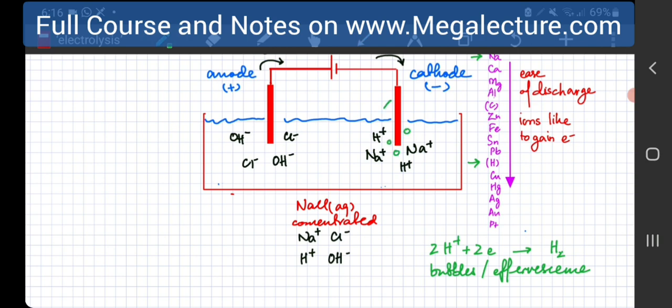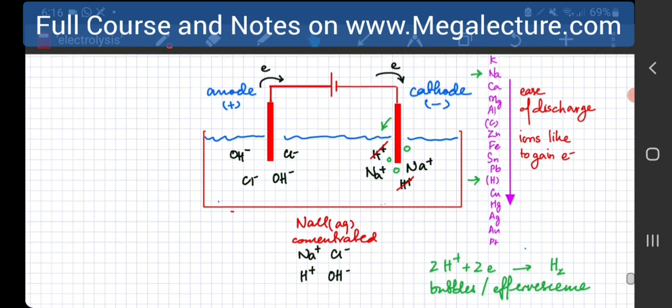And the electrons would be gained by H+1. And these H+1 ions are going to get used up. They're going to turn into H2 gas and they'll form bubbles, and those bubbles will escape. So that's what's happening at the cathode. We've written down the equation as well.